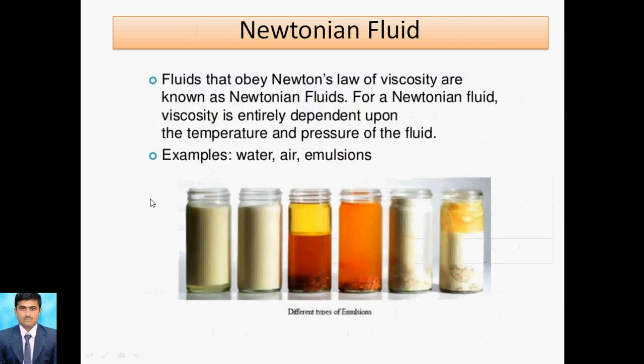Now we discuss in detail the Newtonian fluid. A Newtonian fluid is one that obeys Newton's law of viscosity. For a Newtonian fluid, the viscosity depends entirely on the temperature and pressure of the fluid. For example, water, air, and emulsions. These are the figures, and here they show the different types of emulsions. This is an example of a Newtonian fluid.